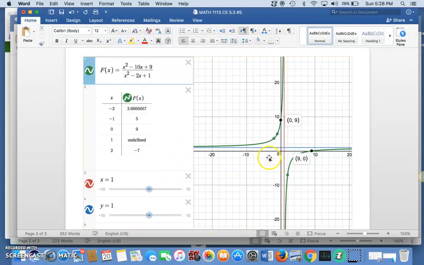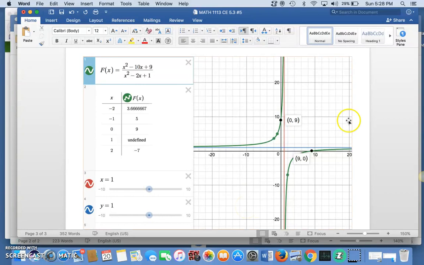When it asks for what it does at this vertical asymptote, as it approaches, it's coming in this way, it's approaching positive infinity. When it comes in this way, this graph is approaching negative infinity. The function value is your y value. That's what's going on there.